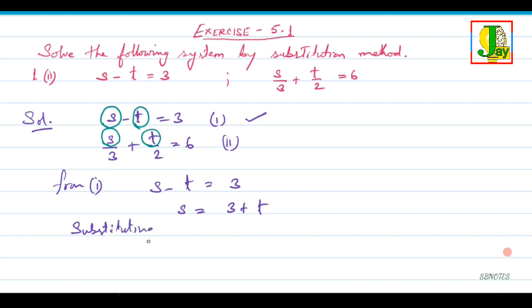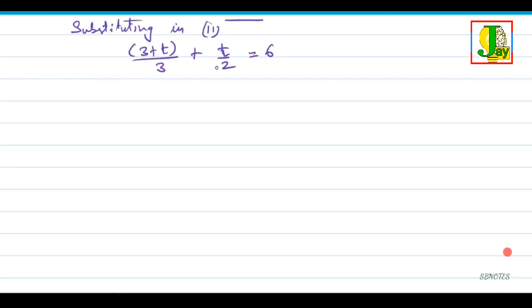Substituting in the second equation. In the second one, in place of s we are going to write 3 plus t. So 3 plus t, whole thing, in place of s we have written, divided by 3, plus t by 2 equals 6. You can see now this equation has turned into an equation of one variable. We have only t here, so we can easily solve for t.